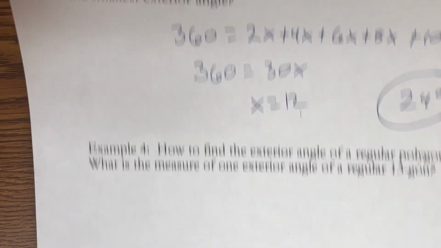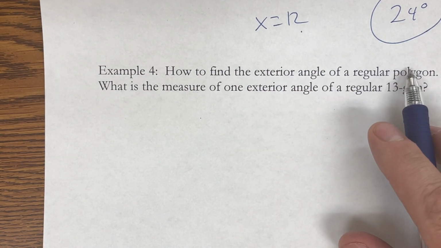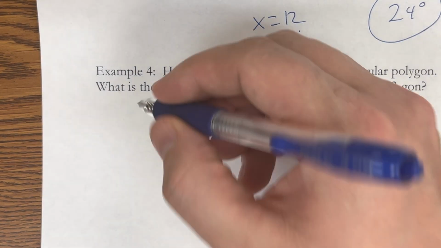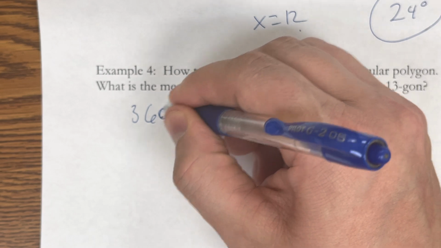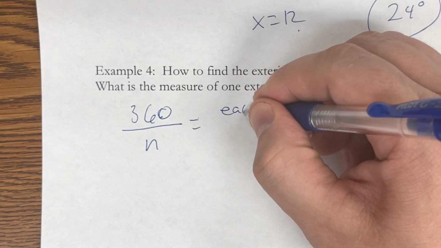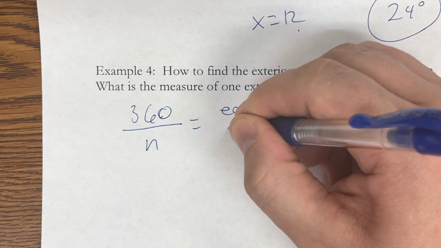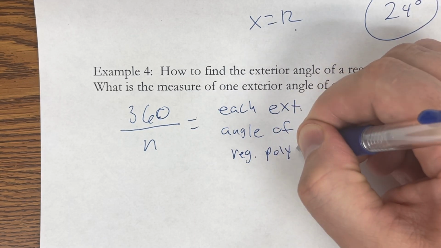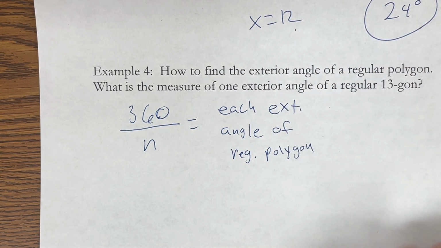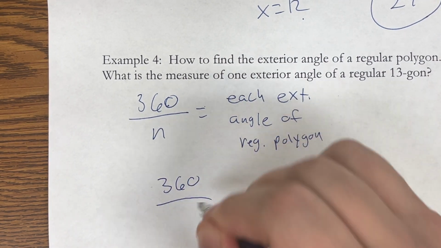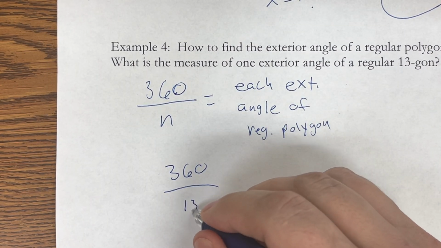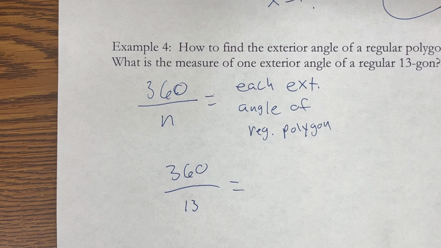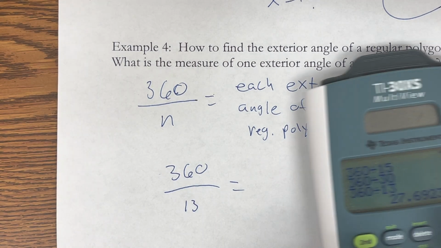All right. How to find the exterior angle of a regular polygon? Well, what is the measure of one exterior angle of a regular 13-gon? So if we just take 360 divided by the number of sides, that gets us each exterior angle of a regular polygon. So when I take 360 divided by 13 in this case, I get 27.69, so I'll round that to 27.7, okay?